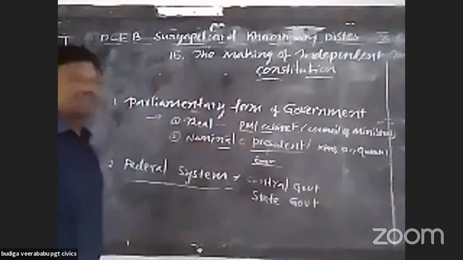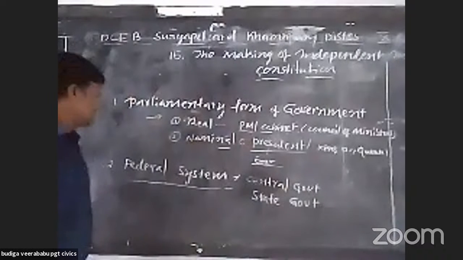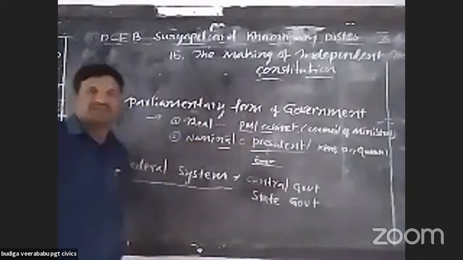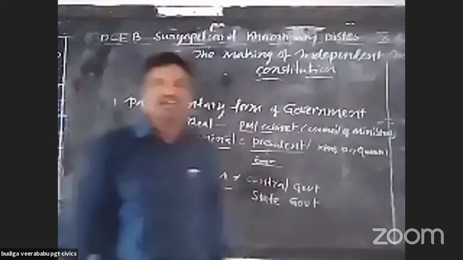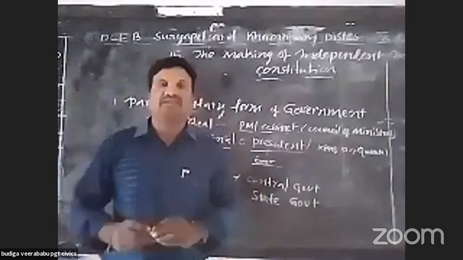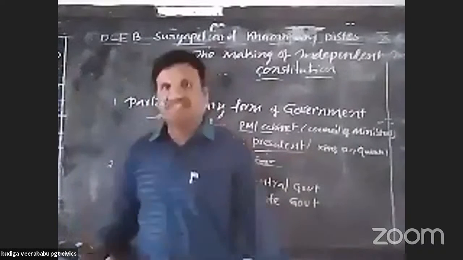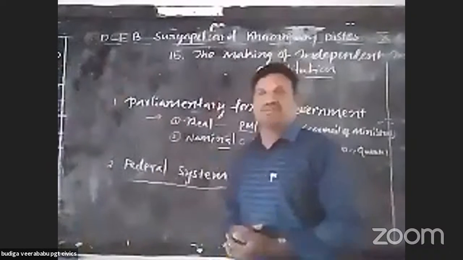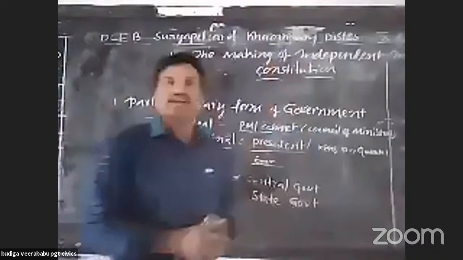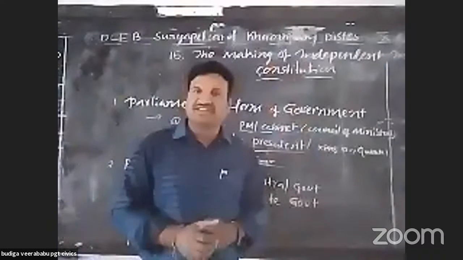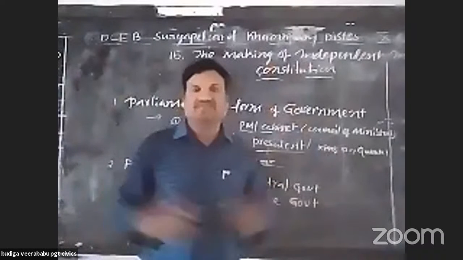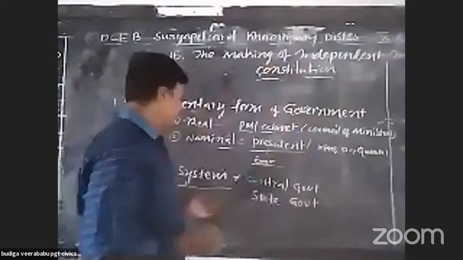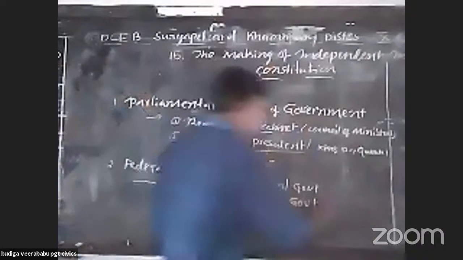So what is the meaning of federal system? Federal system means an agreement between the state government and central government on the powers. That is simply the distribution of powers between state and central. It is called the federal government system. So India adopted the federal system, but not fully. Generally, America is the best example for the federal government system.